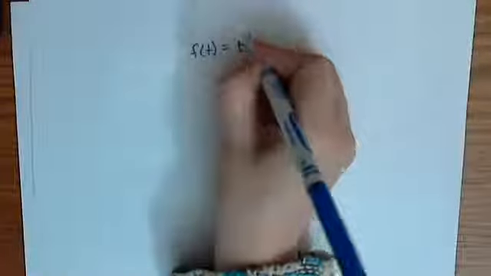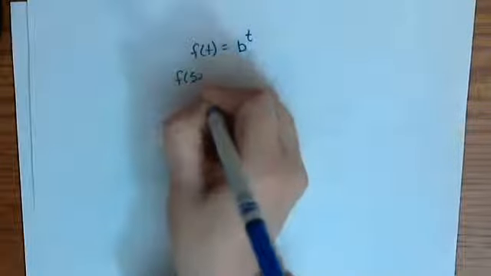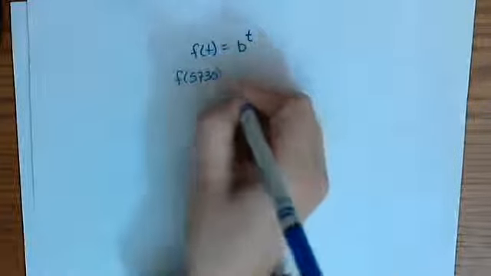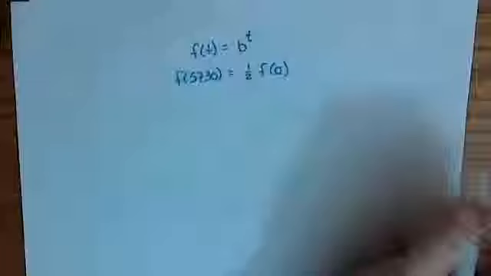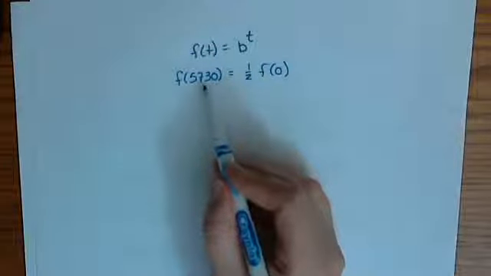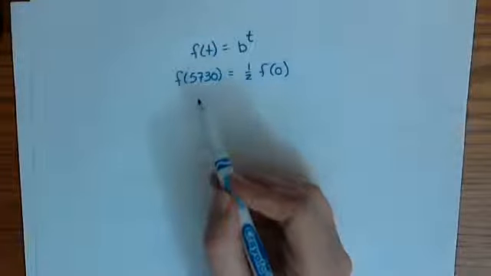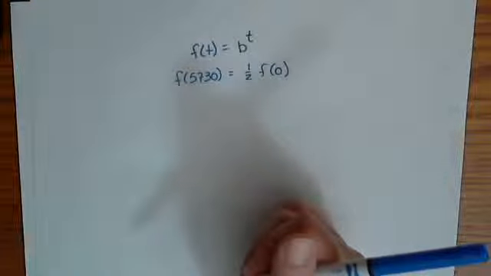So we know that our equation is going to be f of t equals b to the t power. And I know that f of 5,730 is going to be 1/2 of f of 0, because this is the length of the half-life, right? What portion of a 10-kilogram mass will remain after 9,000 years?